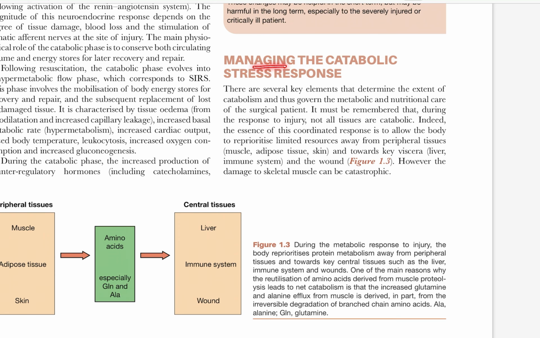The next topic is managing the catabolic stress response. There are several key elements that determine the extent of catabolism and thus govern the metabolic and nutritional care of this surgical patient. It must be remembered that during the response to injury, not all tissues are catabolic. Indeed, the essence of the coordinated response is to allow the body to prioritize limited resources away from the peripheral tissues such as muscle, adipose tissue, skin, and towards key viscera such as liver, immune system, and the wound.